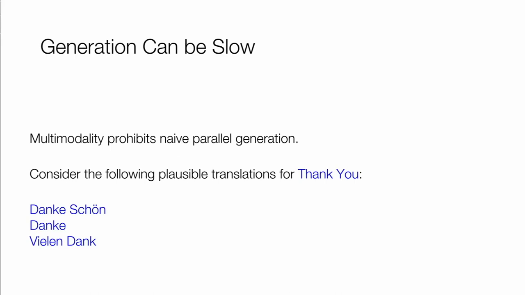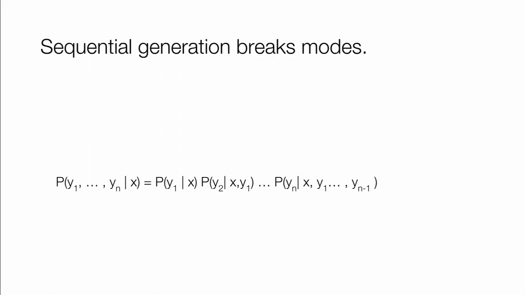Why is generation hard? Because your outputs are multimodal. If you want to translate English to German, there are multiple ways, and the second word that you're translating will depend on the first word. For example, if the first word that you predict was Danke, then that's going to change the second word that you predict. If you just predicted them independently, you can imagine all sorts of permutations of these, which will be incorrect. The way we actually break modes, or make decisions, is sequential generation. Once we commit to a word, that makes a decision, and that nails down the next word that you're going to predict.